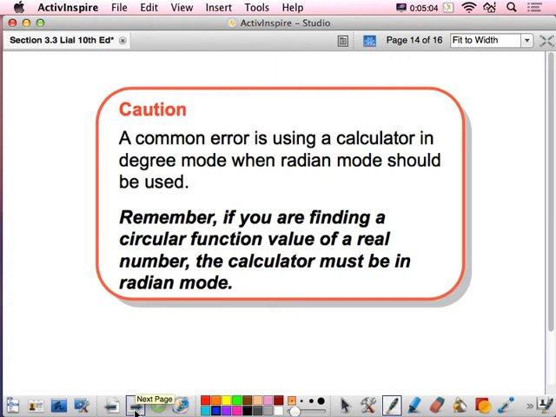Here's a caution. A common error is using a calculator in degree mode when radian mode should be used. So if you're using sine, cosine, or tangent buttons, you have to make sure you're in the proper mode.